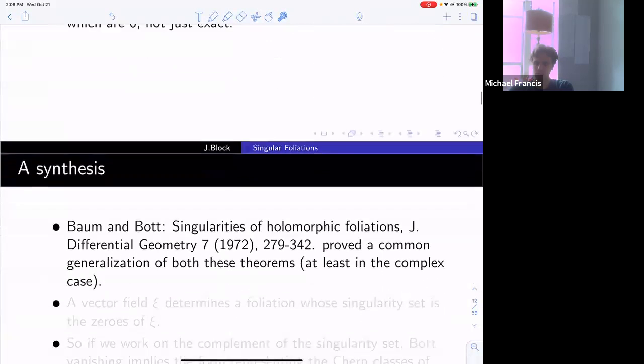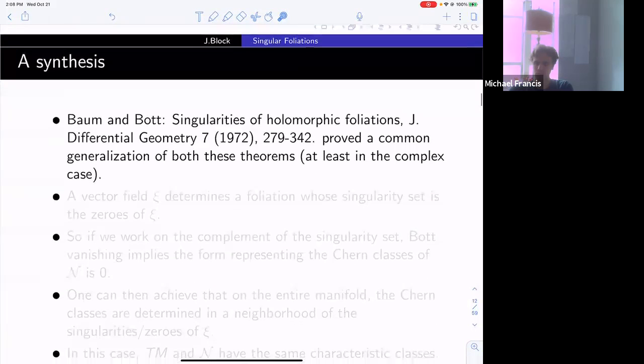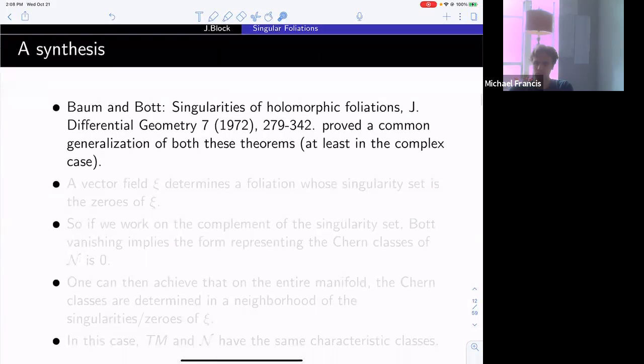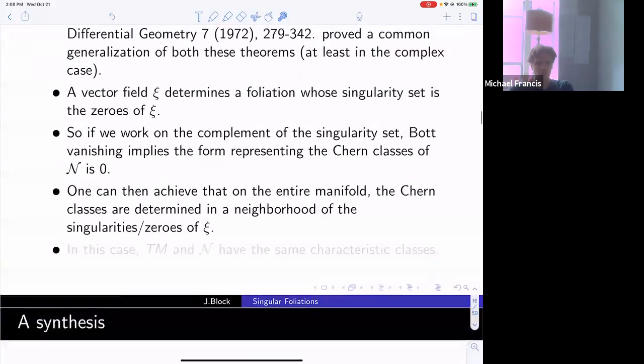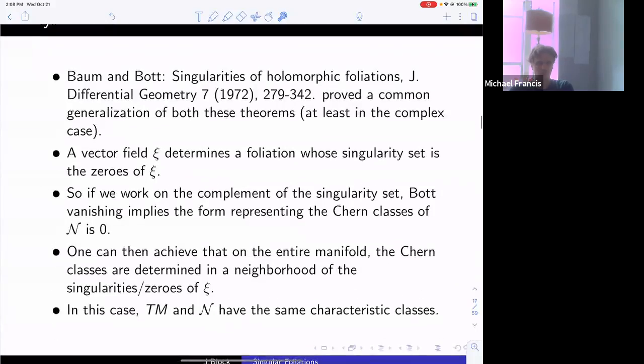Okay, and then Baum and Bott did a pullback square of these two theorems, in this paper here in 1972. So what their idea was, first of all: if you have a vector field X, it determines a foliation, and its singularity set is exactly the zeros of X.